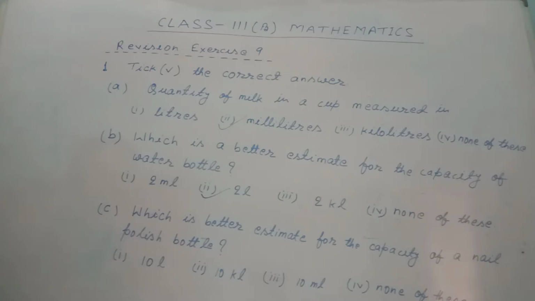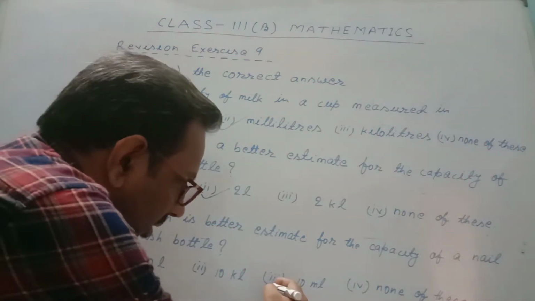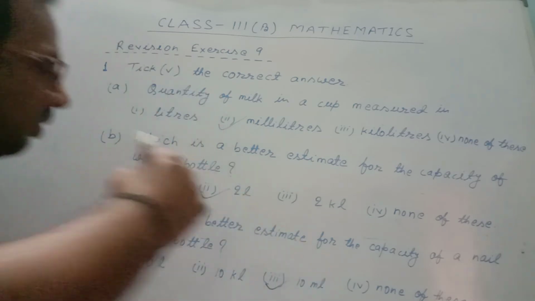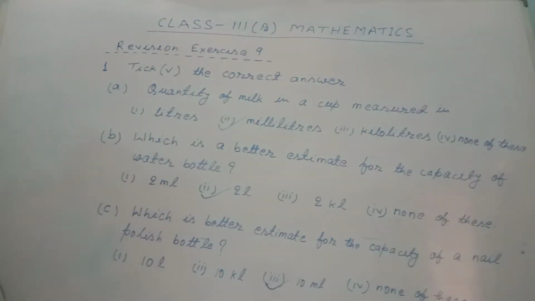As I told you, the capacity of nail polish in a nail polish bottle will be measured in milliliter. So you are seeing in option number 3, the measure is given in milliliter. So option number 3 will be the correct answer. In this way, we write this type of answers.